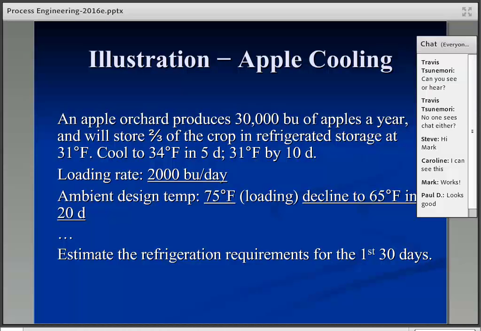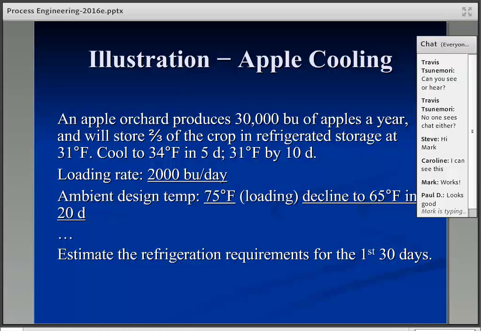That's a certain rate during those 5 days, and then from there down to 31 in the next 5 days, so the rate's going to change. If you calculate cooling rate, it's going to be different during those time frames. There's a rate of 2,000 bushels per day, so it's going to take 20 days of loading. Ambient temperature is 75 at the initiation of loading, but then it declines to 65 degrees over the next 20 days, so it's cooling off in the fall. Every day has a slightly different design temperature, so you've got to keep track of which day you make any calculations at.